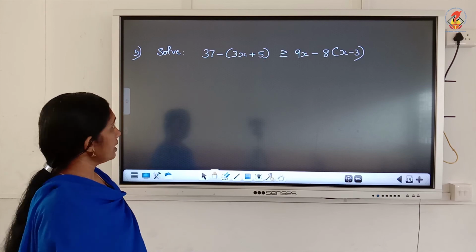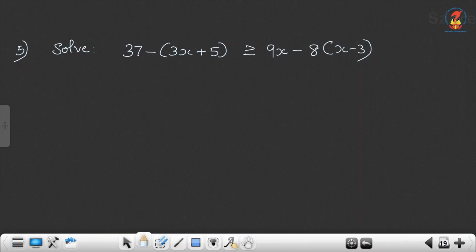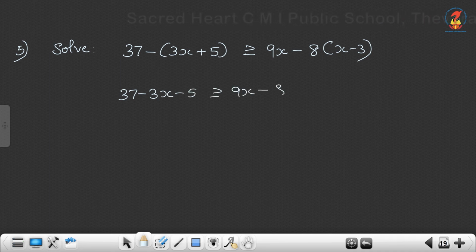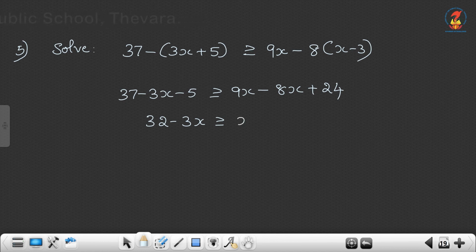Next one, 37 minus 3x plus 5 greater than or equal to 9x minus 8 into x minus 3. So 37 minus 3x minus 5, 9x minus 8x plus 24. 37 minus 5 is 32. 32 minus 3x is greater than or equal to 9x minus 8x, which is x plus 24.